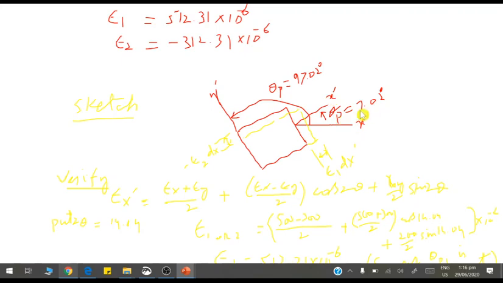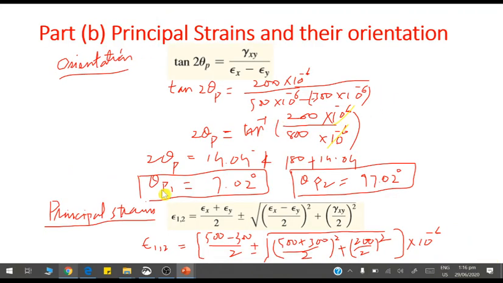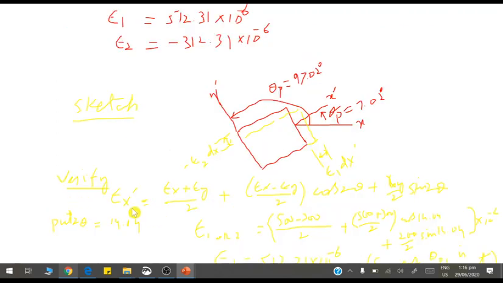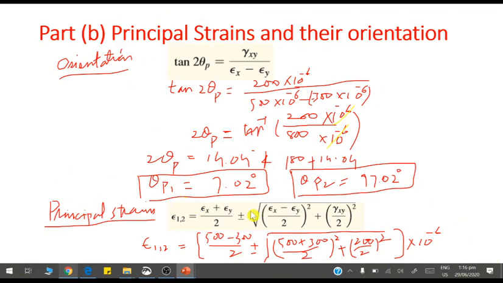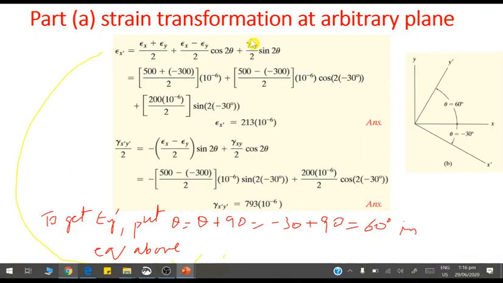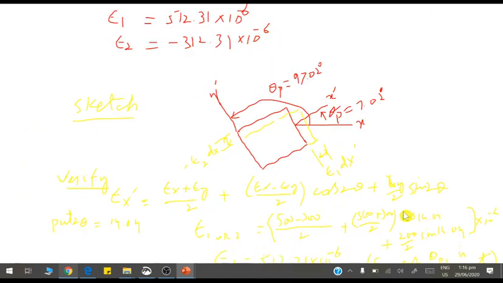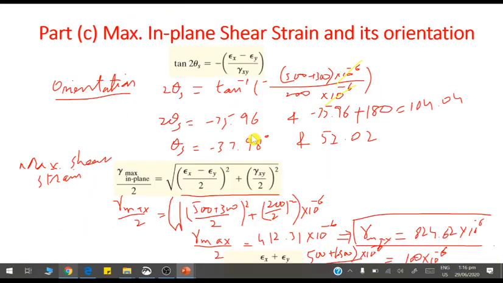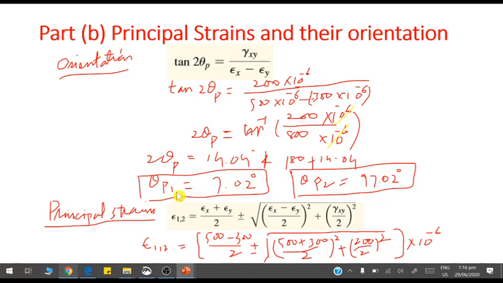And why are we saying this 7.02 as theta p1? We have to verify, and for that we will put the value of this theta p in the epsilon x prime equation, this equation. When you put it in this equation, you will get the result 512.21, so it shows that this is for maximum epsilon 1, so the corresponding angle will be theta 1. That's why we can say here this is theta p1.